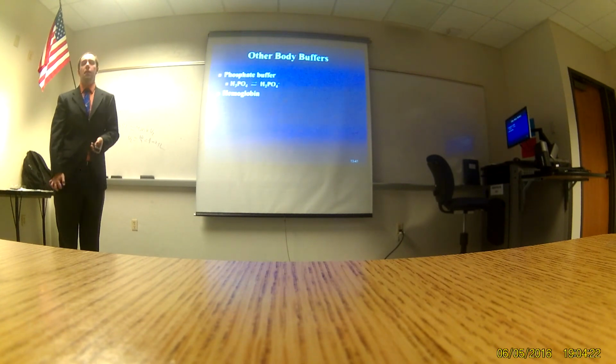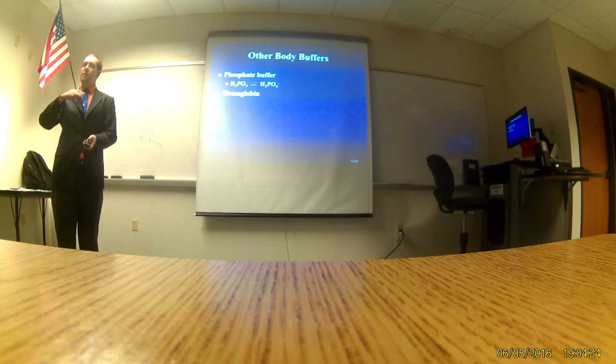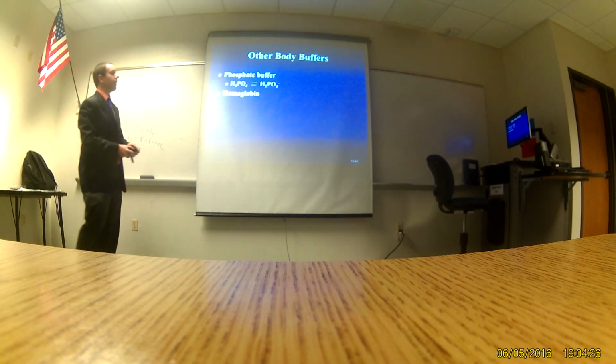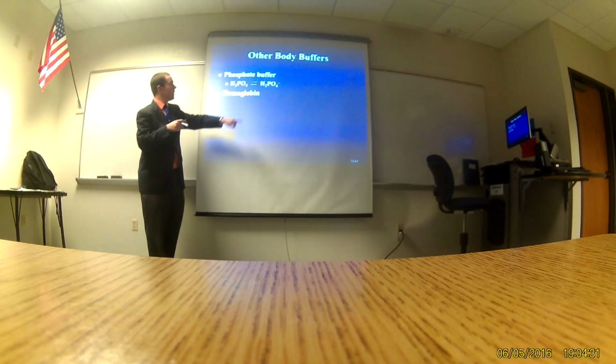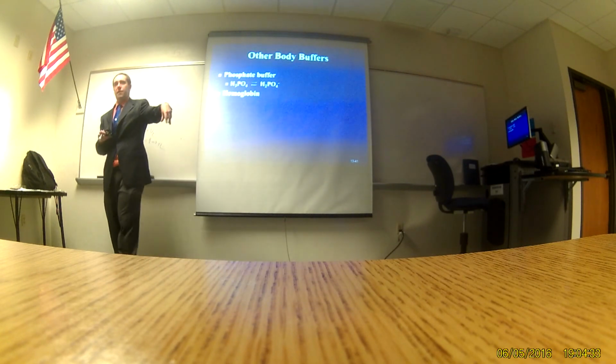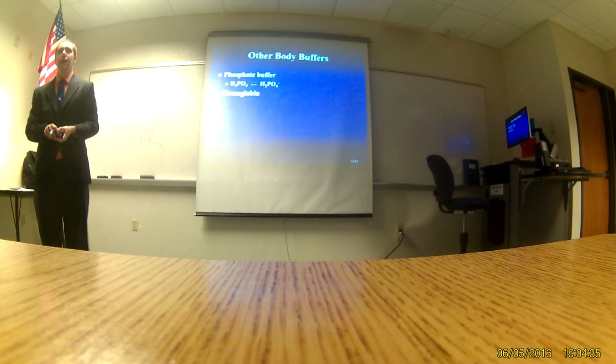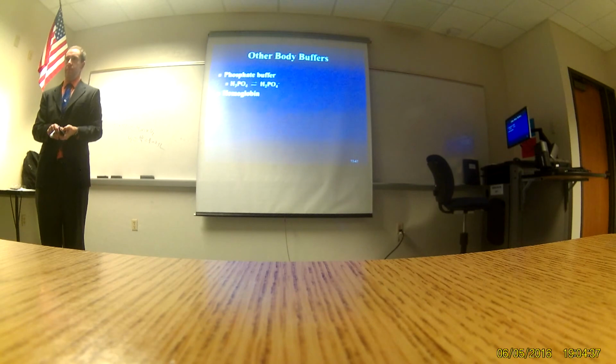There are a couple other buffers in the body, but they're very minor compared to the bicarbonate. Bicarbonate is by far the biggest one. There's also a phosphate buffer, and then hemoglobin itself can actually act as a buffer.